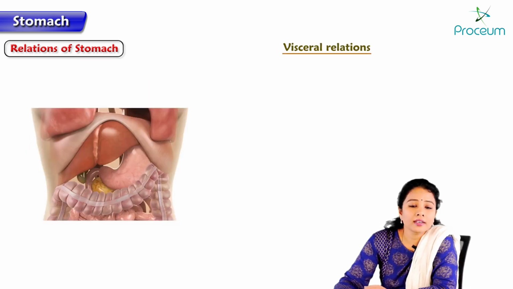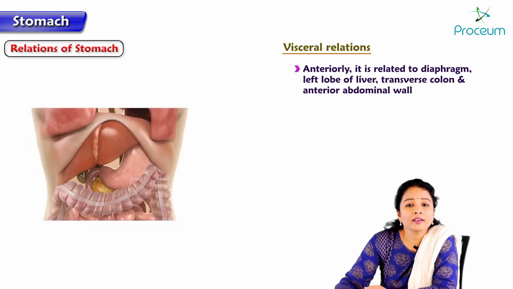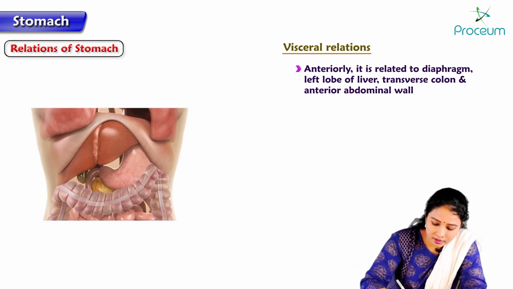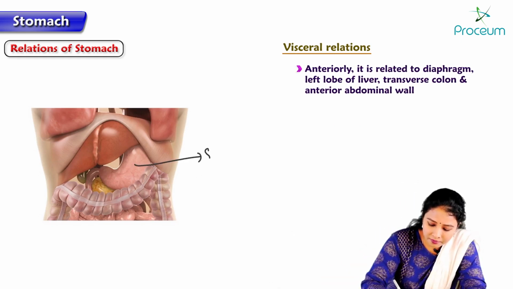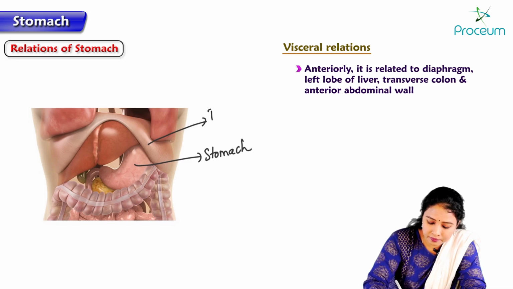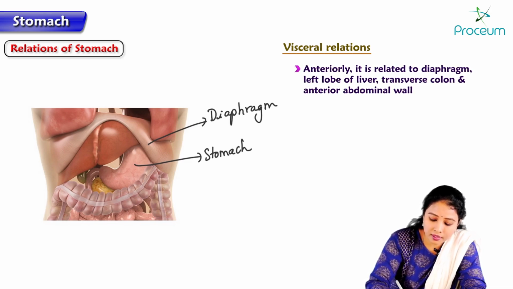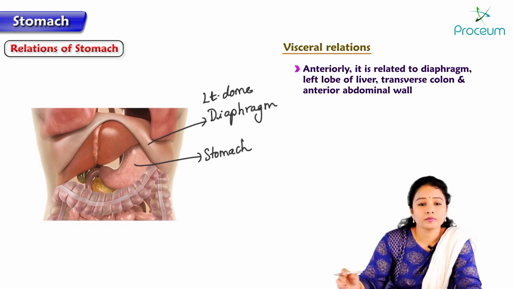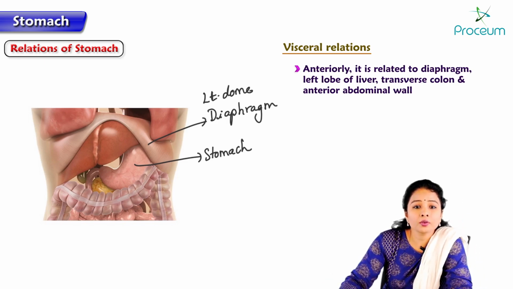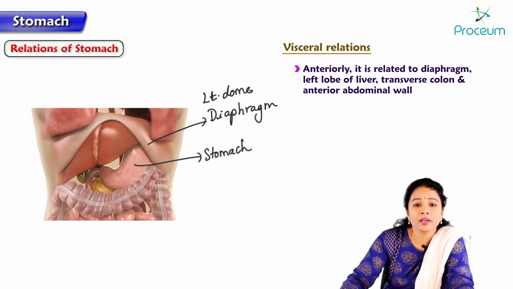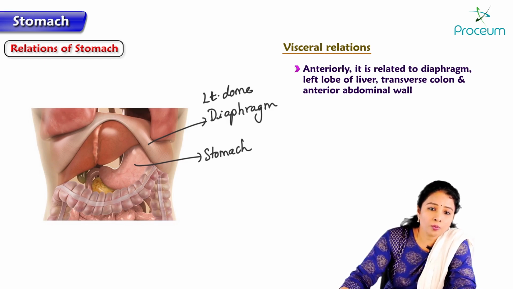Let's see the anterior and posterior relations. Anteriorly, the stomach is related to the diaphragm. So we can see that here is the stomach, showing its anterior relations, and here is the diaphragm. That is the left dome of the diaphragm. So anteriorly it is related to the left dome of the diaphragm and it is also related to the left lobe of the liver.